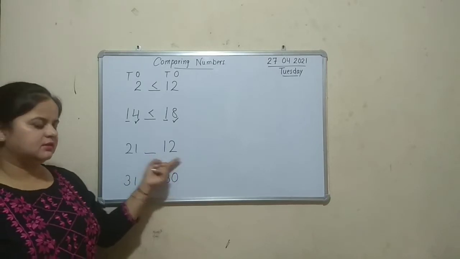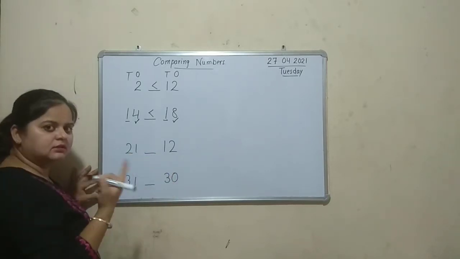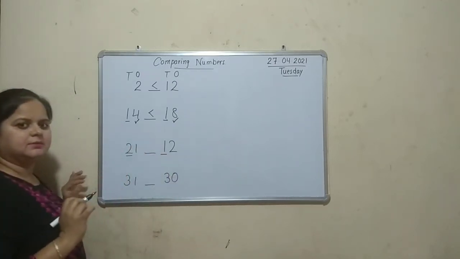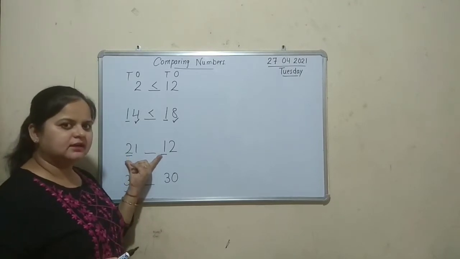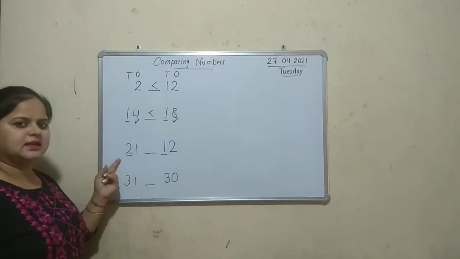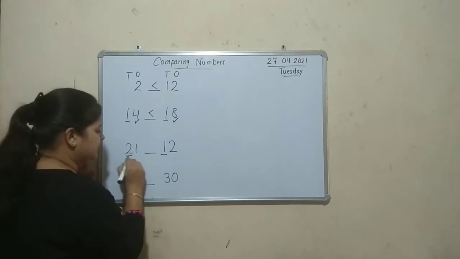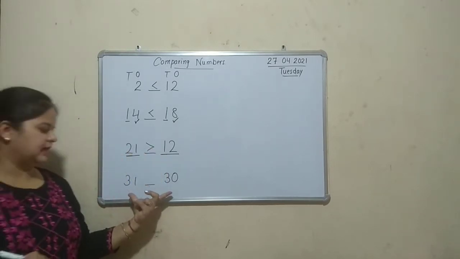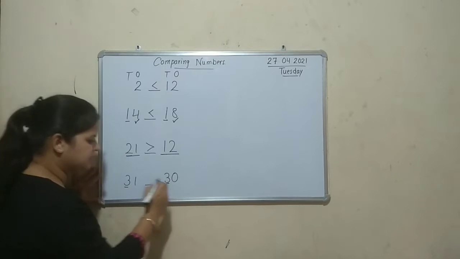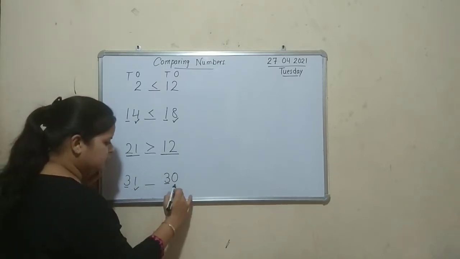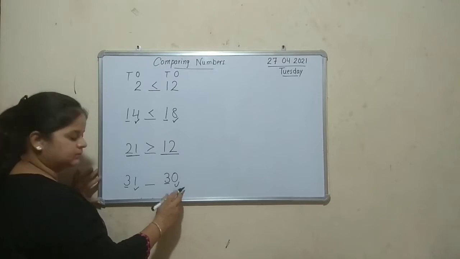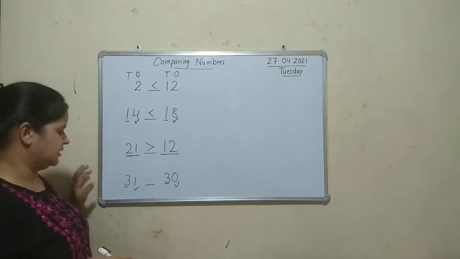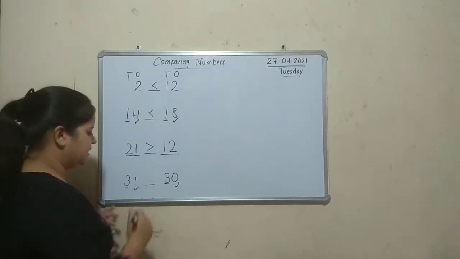21 and 12. So we will look after tens place digit first. So here we have two numbers 2 and 1. Which is greater? Yes, 2 number is greater than 1. So 21 is greater from 12. In our next sum, you can see these both numbers are same. So now we will compare these two numbers 1 and 0. So 1 is greater because 0 is nothing. 0 means nothing. So 31 is greater than 30.